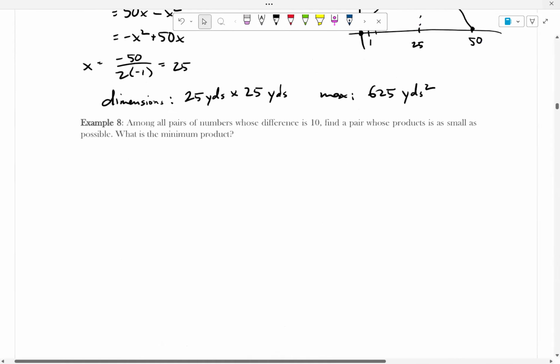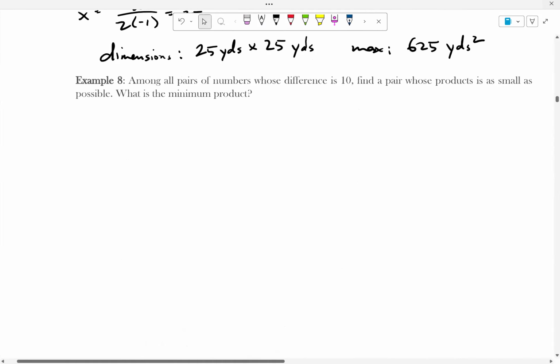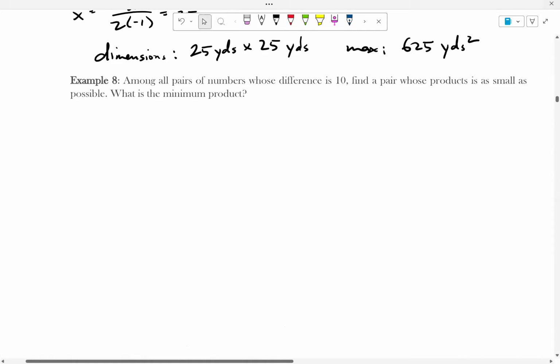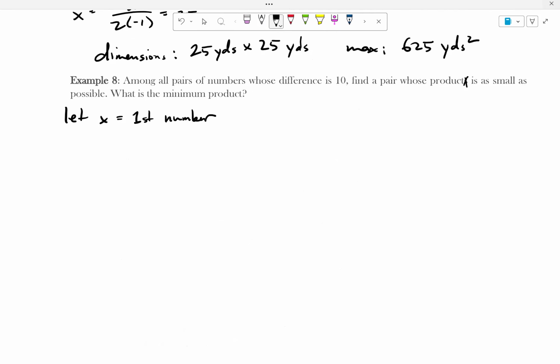Moving on. Example: among all pairs of numbers whose difference is 10, find a pair whose product is as small as possible. And what is the minimum product? In this case, you can't draw a picture. I don't even know what you'd try to do. So you have to define your variable with a let statement. Let x equal the first number. Now, maybe you already know what the second number is, but I'm going to just call it y temporarily for now.